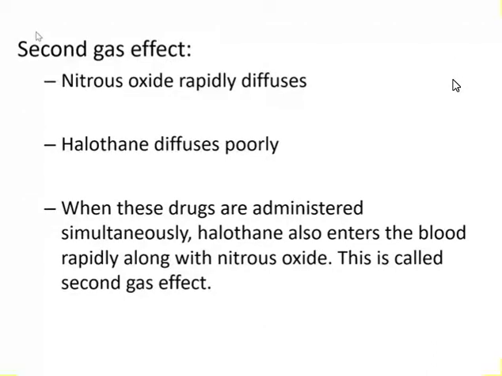In simple words, nitrous oxide rapidly diffuses, whereas halogenated agents diffuse poorly because they have a slower onset of action. But when these two gases are administered simultaneously, the halogen also enters the blood rapidly along with the nitrous oxide. It is as if the nitrous oxide is carrying the halogen along with it, so there is a second gas along with it. This effect is called the second gas effect.